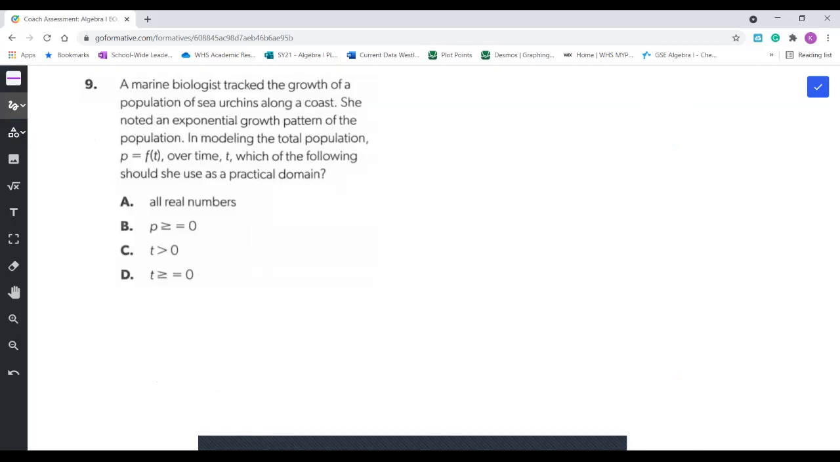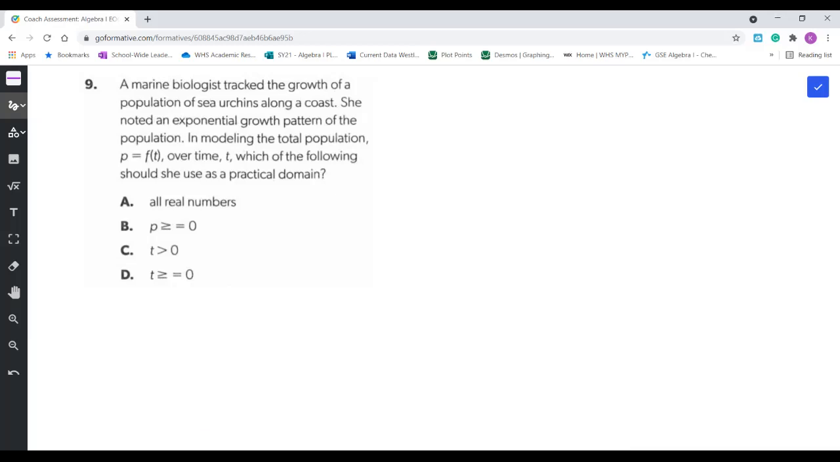All right, it says a marine biologist tracked the growth of a population of sea urchins along a coast. She noted an exponential growth pattern of the population. In modeling the total population, P equals f of t over time. The population is a function of time, all right? So as time increases, the population grows exponentially.